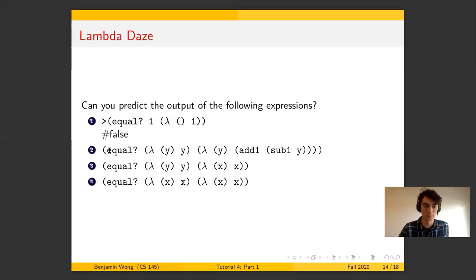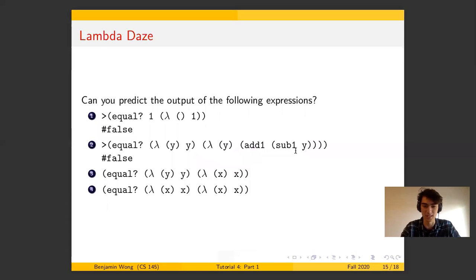What about this one? Equal, lambda y of y. This is an anonymous function that takes in any parameter and outputs that same parameter that it just took as input. This is another one. It's a function that takes in one parameter and outputs 1 plus -1 plus y. It outputs y. These two should both output y. So are they the same? Again, no, they're not the same.